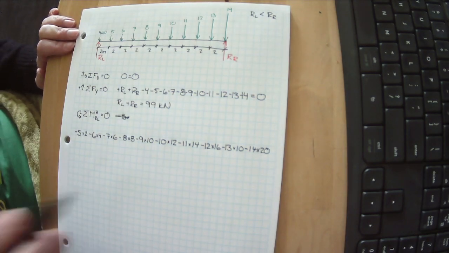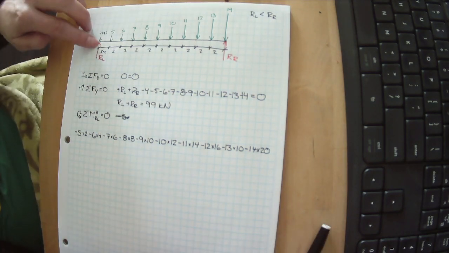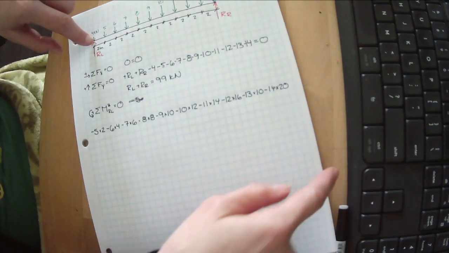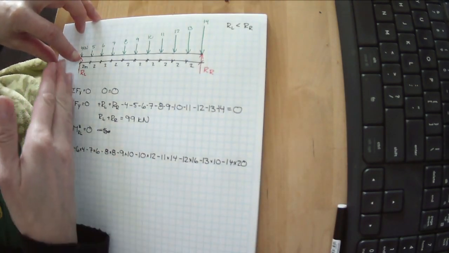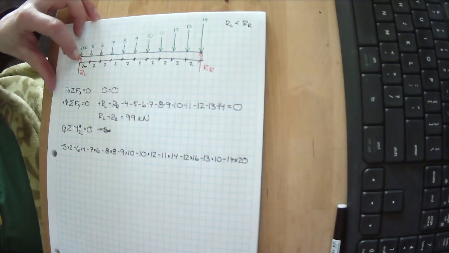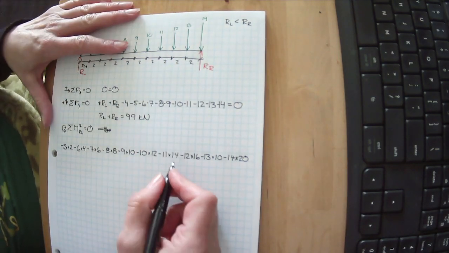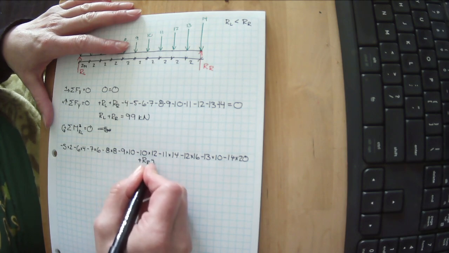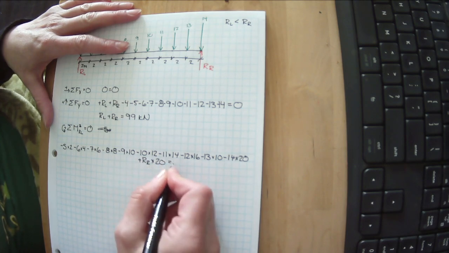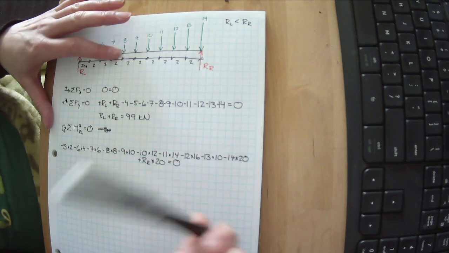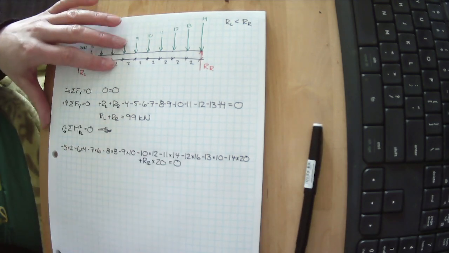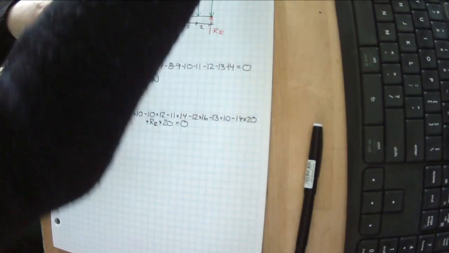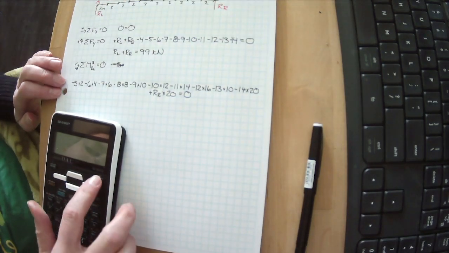We have one more thing. Our thumbtack is here. Our R is trying to spin this in this direction. Our R is 20 meters away as well. So we have plus RR times 20 equals 0, because we want to figure out what it takes for this to be in equilibrium, or for the sum of all of these moments to actually be 0.